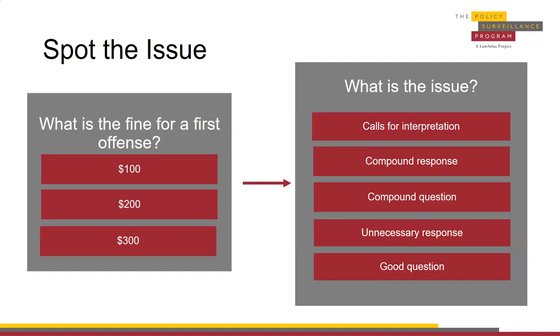This question: what is the fine for a first offense? $100, $200, or $300? Give you a second to look at these answers. And hopefully, you'll note that this is a good question. Exactly the type of question we want in our question tables. Observable, creating useful data that can be compared across jurisdictions and over time.